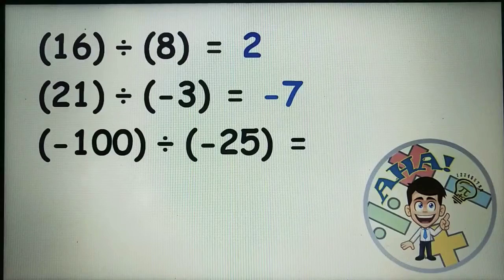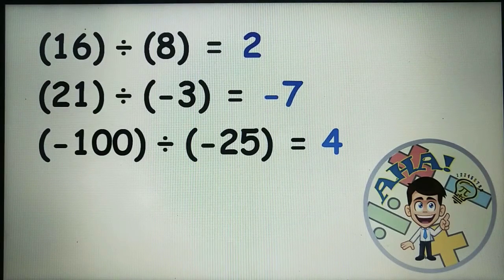How about this? Negative 100 divided by negative 25. What do you think is the quotient? You're right. Positive 4. As you can see, the two numbers have the same sign. That is why our quotient is positive.